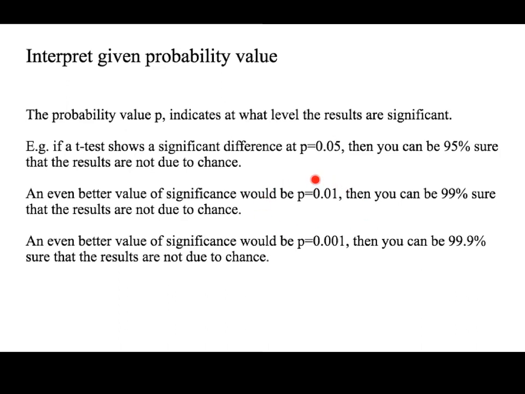And even better significance, if p is equal to 0.01, so if your t-test is significant to this level of probability, then you can be 99% sure the results are not due to chance, 99% sure that you have got a significant difference. An even better value, if your t-test shows a significant difference to p equals 0.001, then you can be 99.9% sure the results are not due to chance. You can be 99.9% sure that there is a significant difference between two values. So the value of p shows to what extent you can be sure the results are not due to chance.